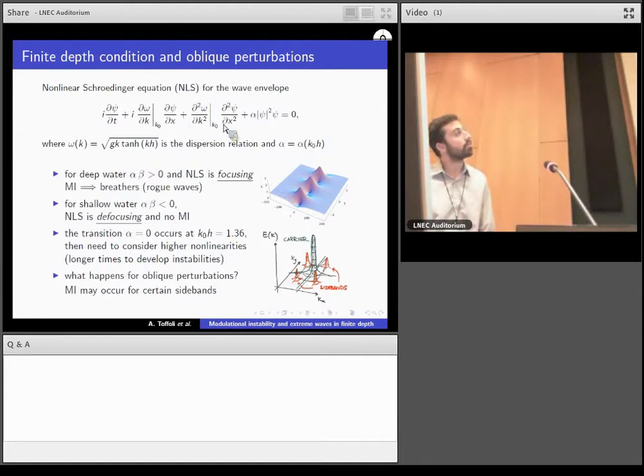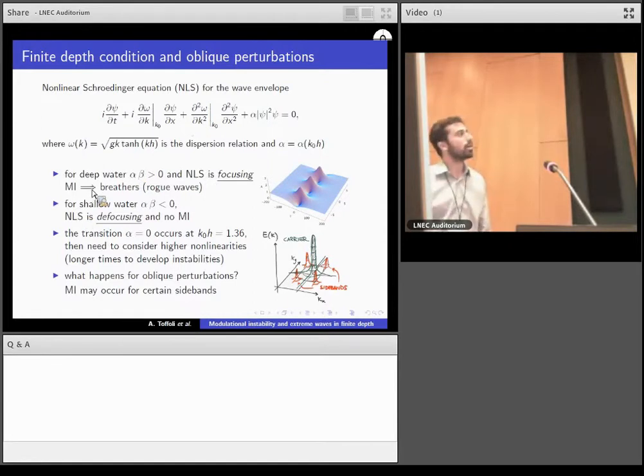I must say that the NLS equation is an integrable equation, so in principle, mathematically, we know all the solutions in time, and modulation instability is just like the starting process of a type of solution which is called breathers, which is plotted here. But when one goes to shallow water, essentially the coefficient in front of the nonlinear term changes sign, and so NLS is now defocusing, and there is no more modulation instability.